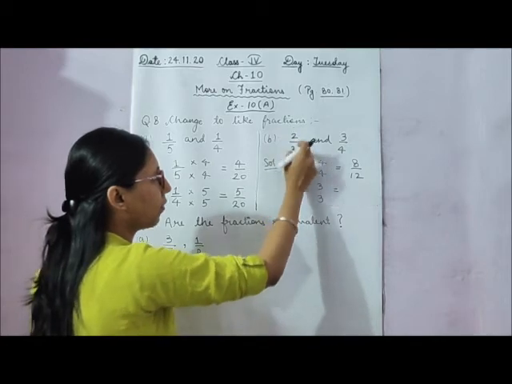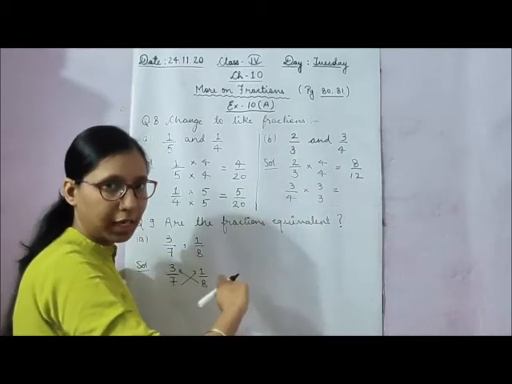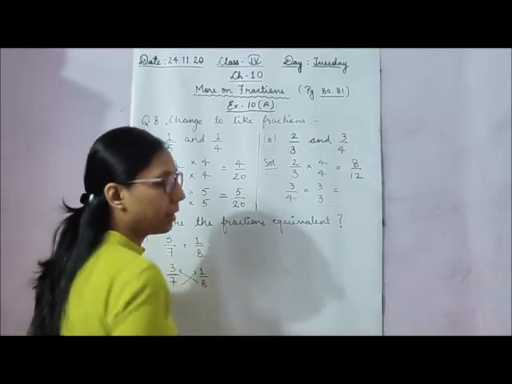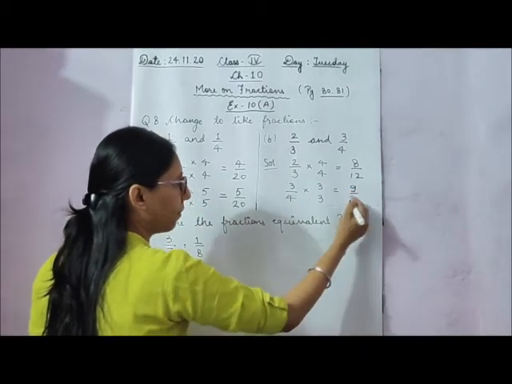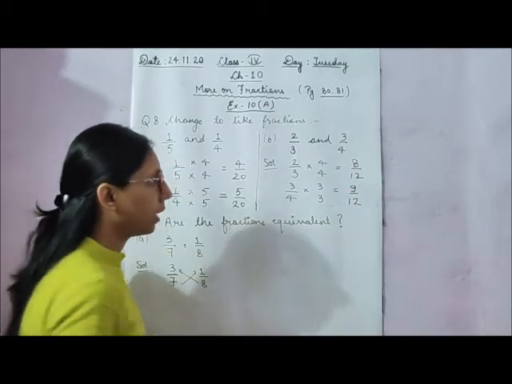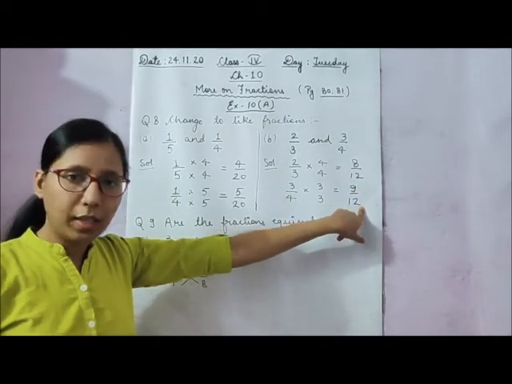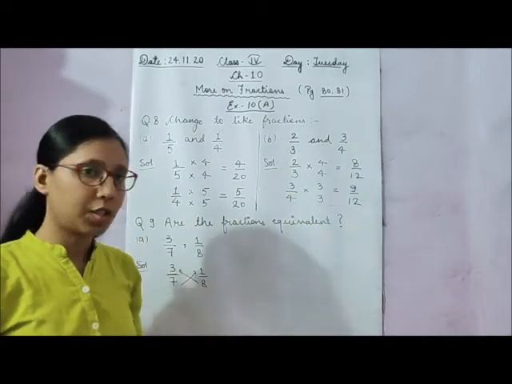And here जो first fraction है उसका denominator 3 है. This 3 we will multiply by this 3 upon 4. So 3 times 3 is 9. 4 times 3 is 12. Now see, यहाँ दोनों में क्या आया? Upon में 12. So these are like fractions.